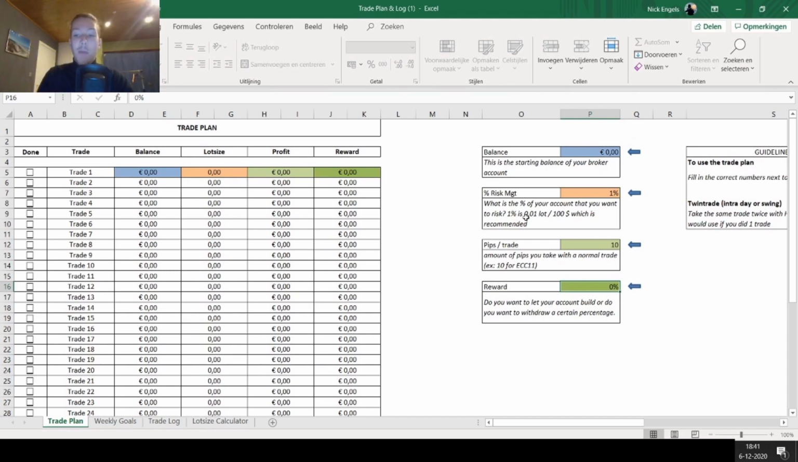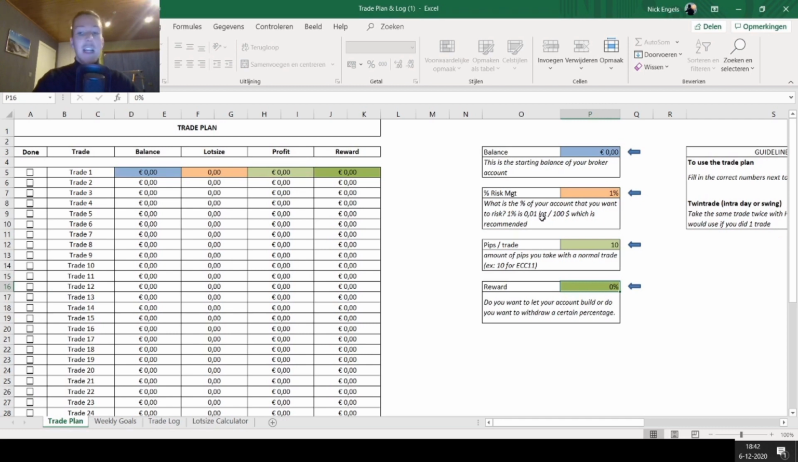As some of you might already know, it is key to apply the right risk management during trading. That means, like you can see over here, that you risk a maximum percentage of your account on every single trade you're going to take. What I recommend personally is that you risk a maximum of 1% per trade. That means, as a general rule of thumb, that you use a 0.01 lot size for every $100 in your account.